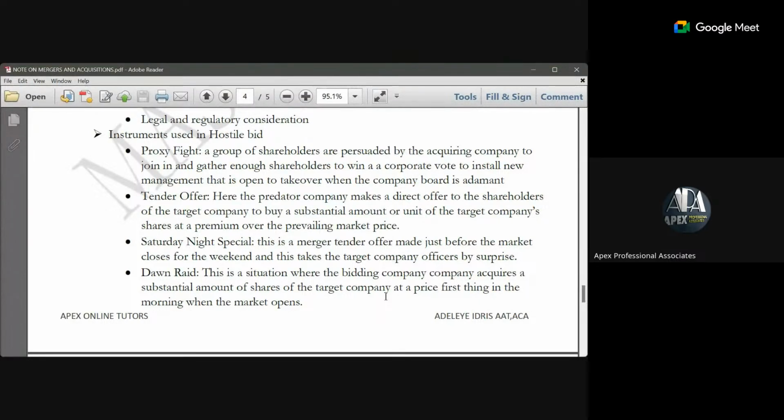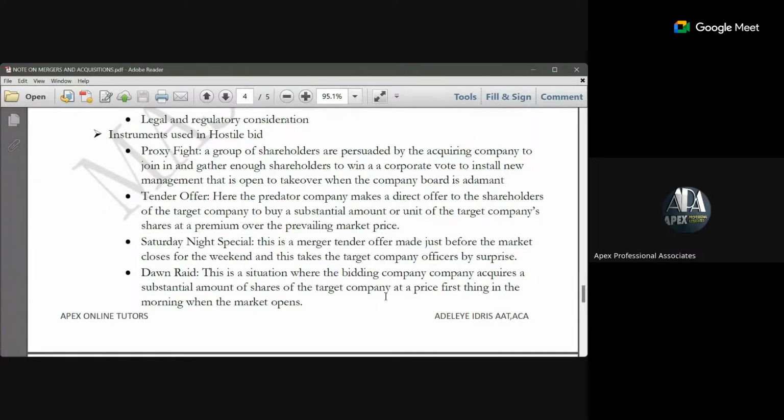Maybe the shares at that time are valued at 5 naira. They might propose 8 naira to the shareholders. Of course, the shareholders' ideology is that they want to increase their wealth. So when someone offers them 8 naira compared to the current value of 5 naira in the market, they will definitely go for the higher value. By doing this, they would be able to buy enough shares and at the end of the day take a larger controlling interest of the target company. So that is what a tender offer is.